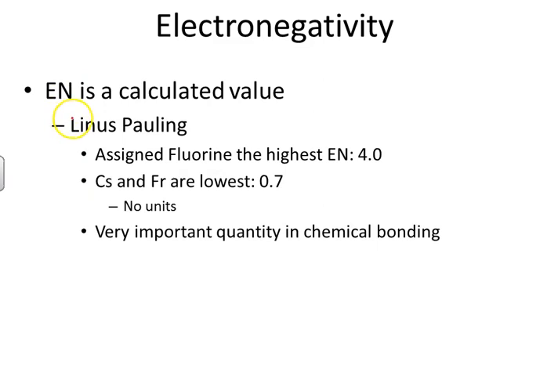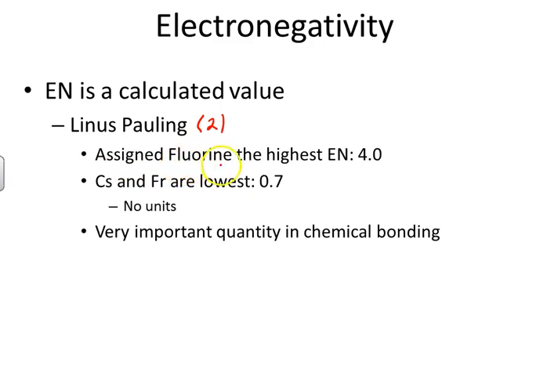Electronegativity is a calculated scale. It's not something that you measure. It's actually calculated based on some other properties. We will not get into the actual calculation. This concept was developed by one of our great American chemists, Linus Pauling, one of the few people who has been awarded 2 Nobel Prizes, one in chemistry and another as a Nobel Peace Prize.